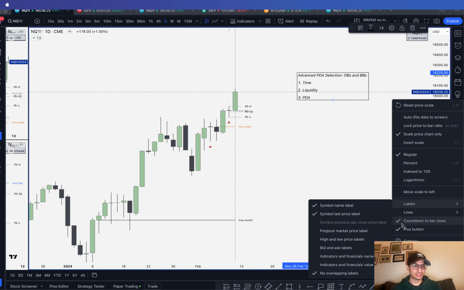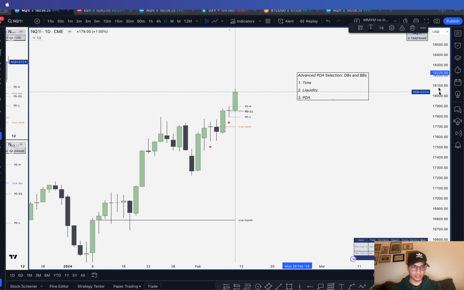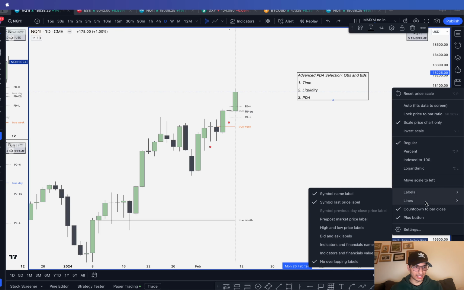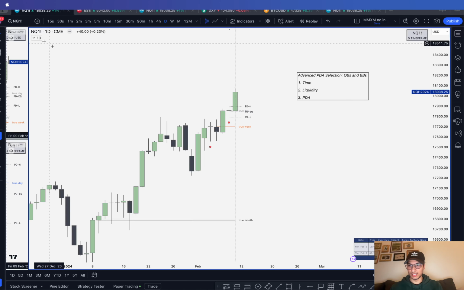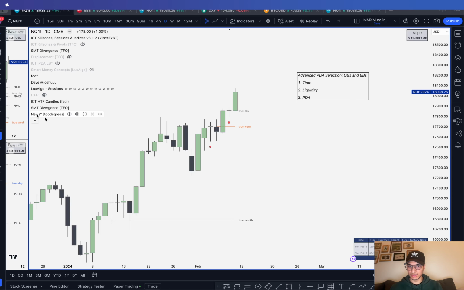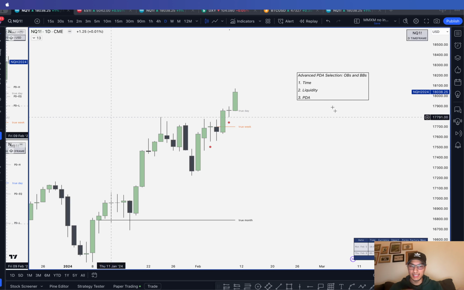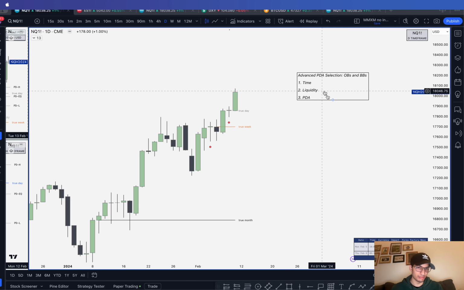I'm going to move this thing 1 second. No, that's not it. I want to get rid of that line. There we go. Okay. And also hide this thing that gives me this line so we can just have a clean chart. Okay, so by the nature of this statement, we care about time, then liquidity, then PD arrays.